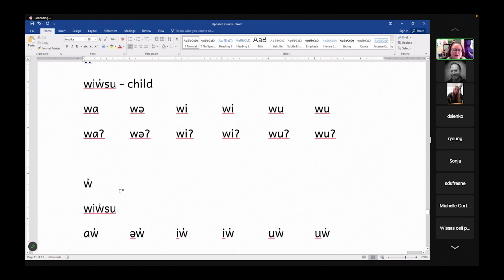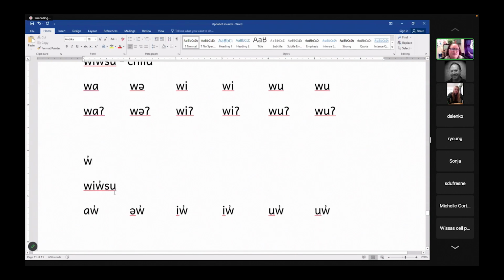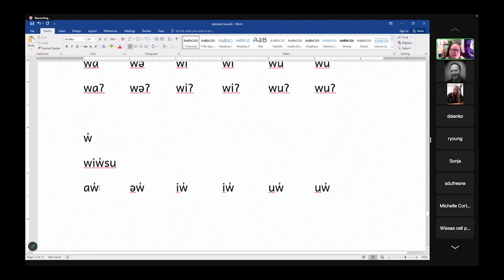And then we have the glottalized W, which just like the L is kind of a stop to the sound. Like whew-su, that W just kind of stops it. It kind of pauses it. It does almost the same thing as a glottal stop would, but it's the letter that's glottalized. And just like the L, we're going to put the vowel first in the sound chart.